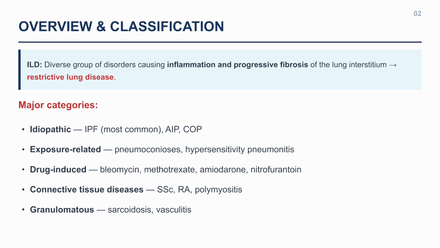The major categories you need to know are idiopathic interstitial pneumonias, with idiopathic pulmonary fibrosis being the most common. Exposure-related disease, including the pneumoconioses and hypersensitivity pneumonitis. Drug-induced disease from agents like bleomycin, methotrexate, amiodarone, and nitrofurantoin. Connective tissue disease-associated ILD, seen with scleroderma, rheumatoid arthritis, and polymyositis, and granulomatous diseases like sarcoidosis and vasculitis.